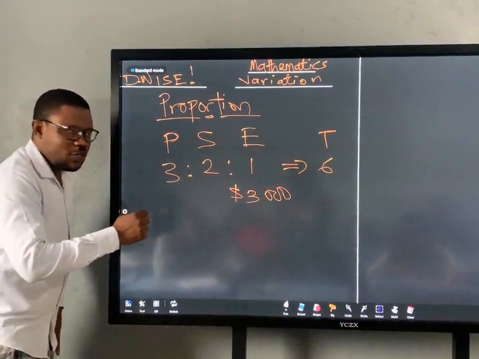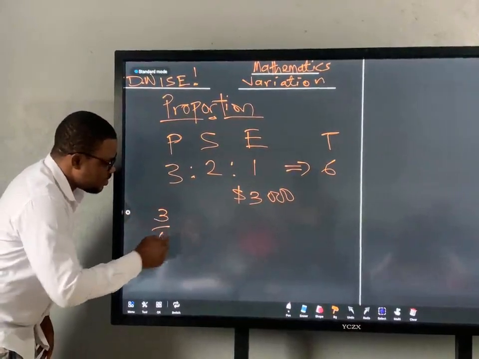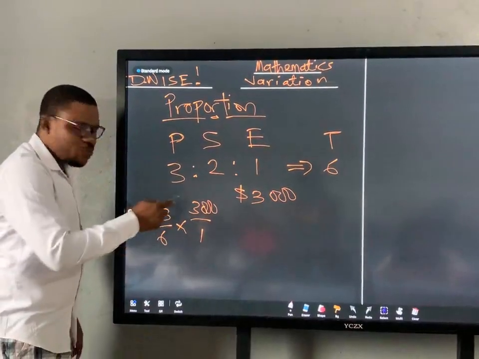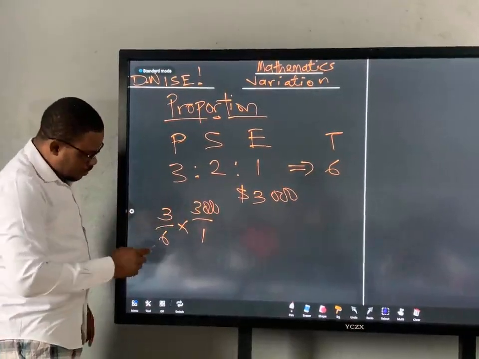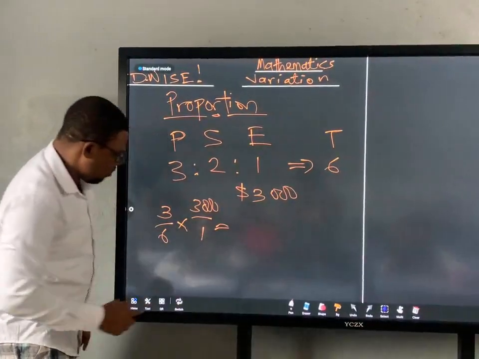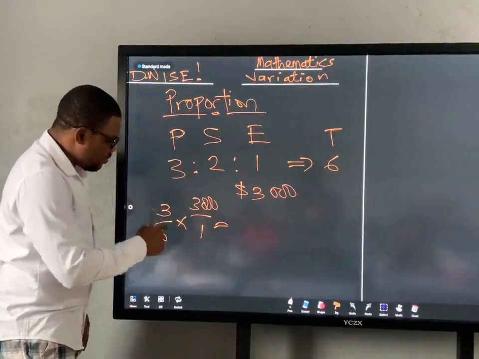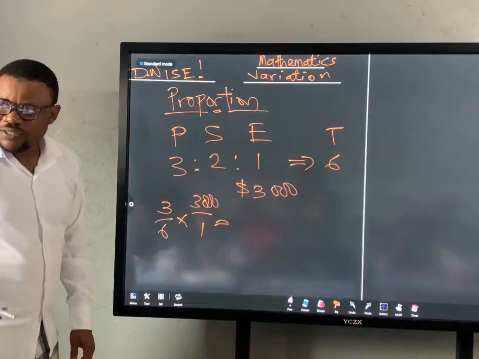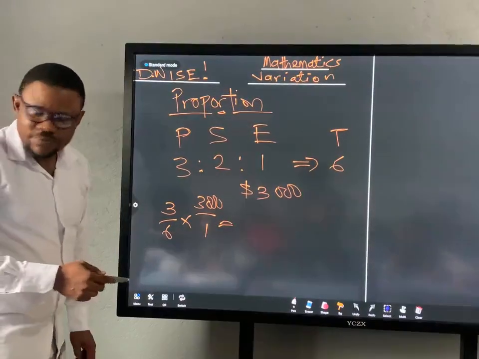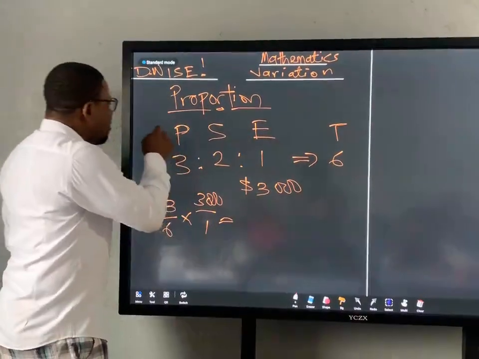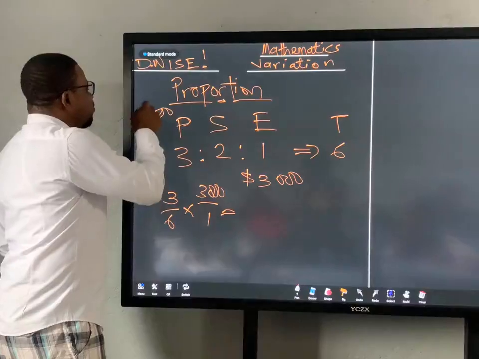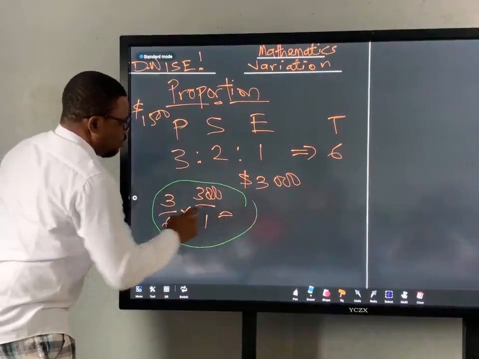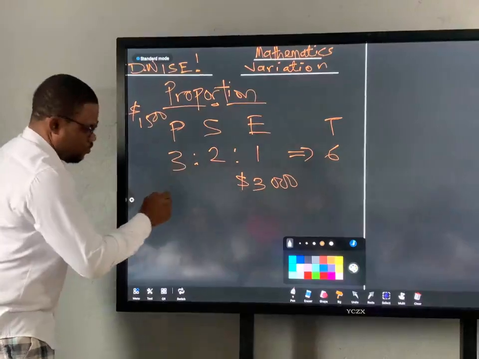What will my fraction be? It is 3 over 6 times 3,000. If we do this, what will we get? 3 into 3,000 is 1,000, and 3 times 500 is 1,500. So Philip gets 1,500 USD.